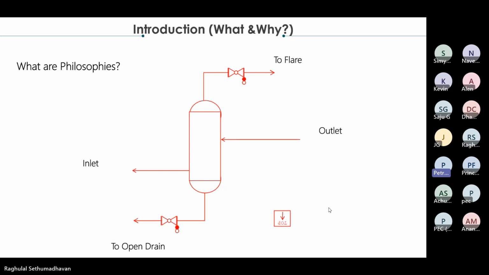And similarly, the open drain line. The vertical blind needs to be downstream, right? Then only if you are asking for a maintenance, you can isolate the vessel, right? So what happened? There is an instruction here. Can you see? There is an instruction, right? This arrow doesn't seem to be right, right?